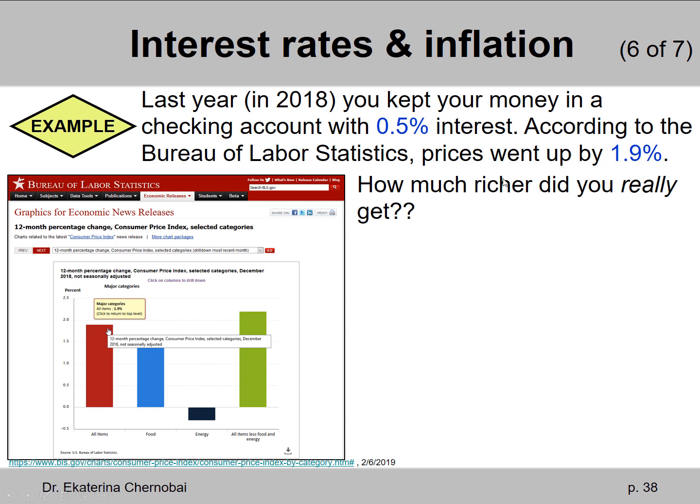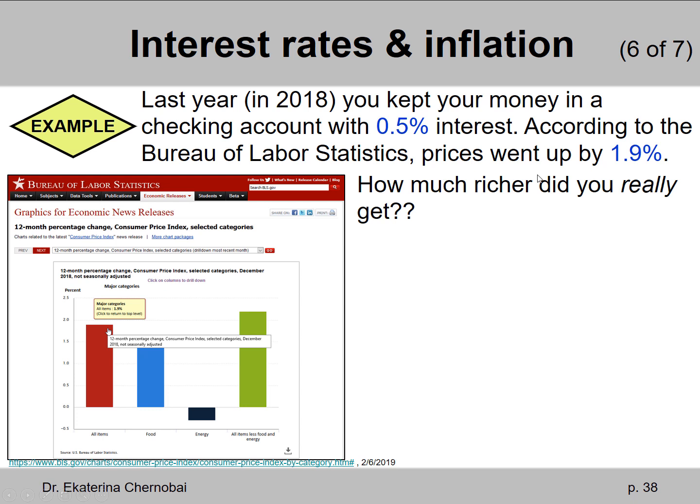I looked up the data on an official source, the Bureau of Labor Statistics, to see what the inflation was like in the year 2018. And this figure here shows that for all the things you are buying for your everyday life, which includes food and paying for gas for your car and everything else, the prices went up by approximately 1.9%.